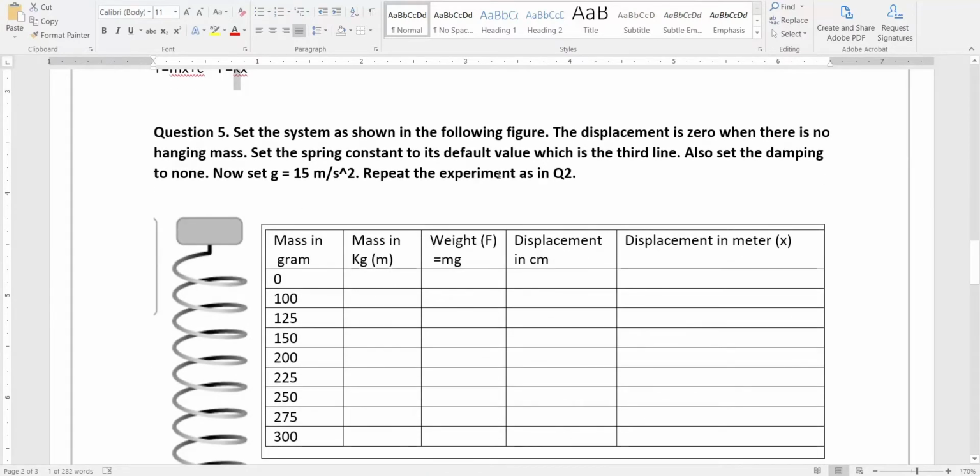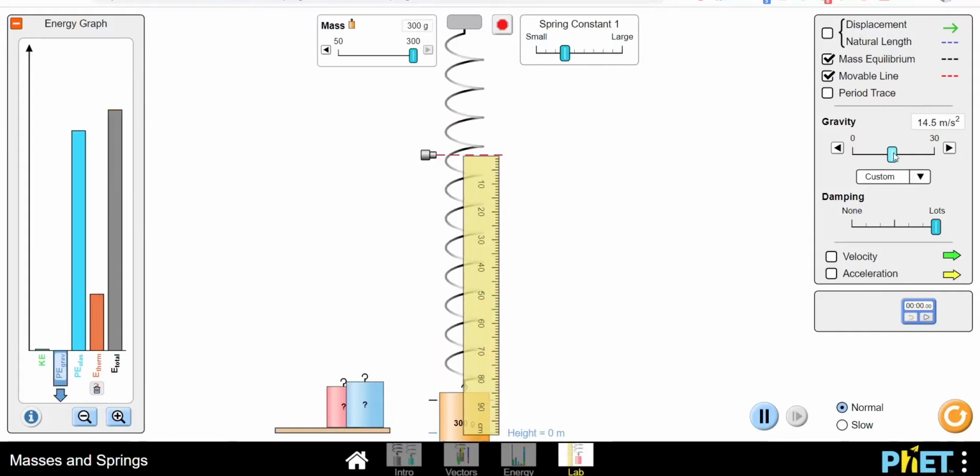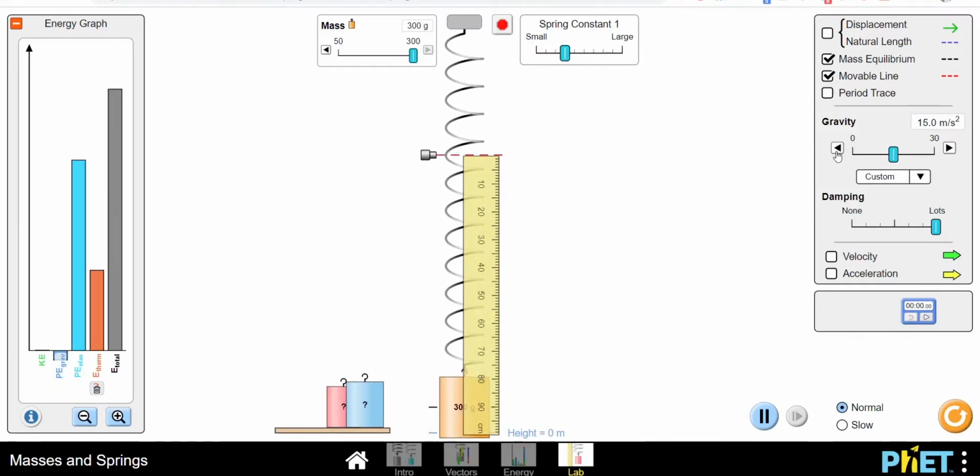Now you have to repeat the experiment for a changed value. Again, it says your spring constant value has to be exactly the same. Do not change it. It's the third line. And this time you have to change g to 15 meter per second square and repeat the experiment. So how do I change the g value? You can slide it and get to 15 meter per second square. That's it.